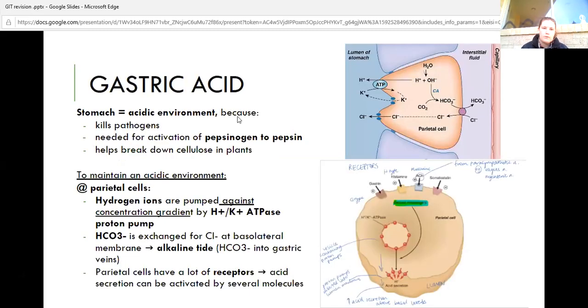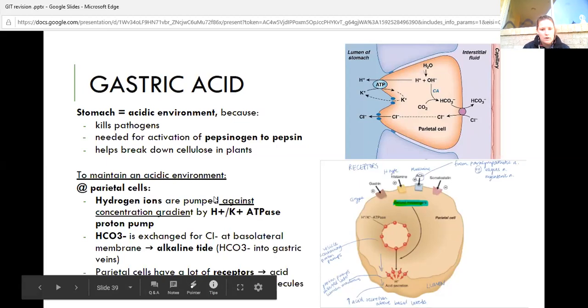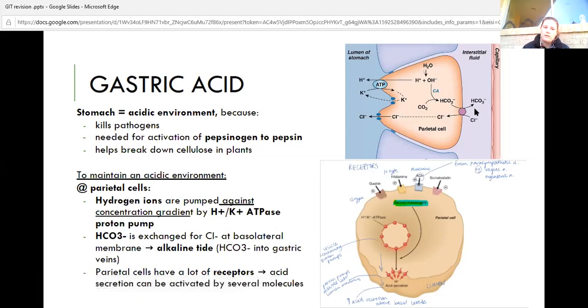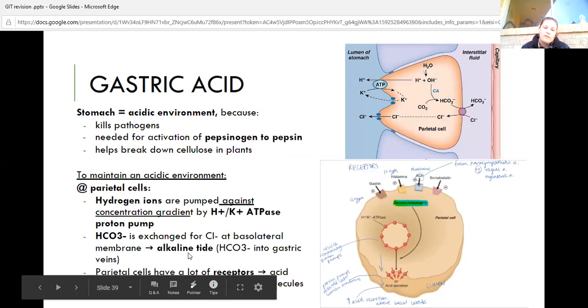Gastric acid, so it's an acidic environment because it kills pathogens, and it also is required for the activation of pepsinogen to pepsin, and can also help break down cellulose in plants. And this acidic environment is basically thanks to the parietal cells. Hydrogen ions are pumped against their concentration gradient by a proton pump down here. And as part of this, there's a bicarbonate alkaline tide in your blood after eating.